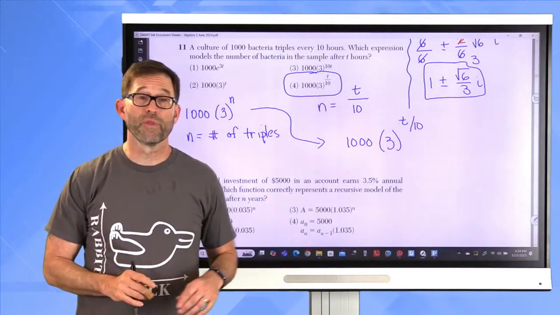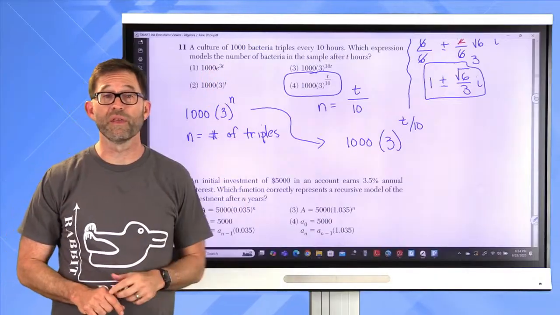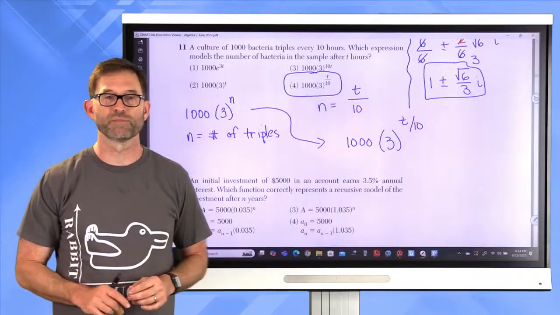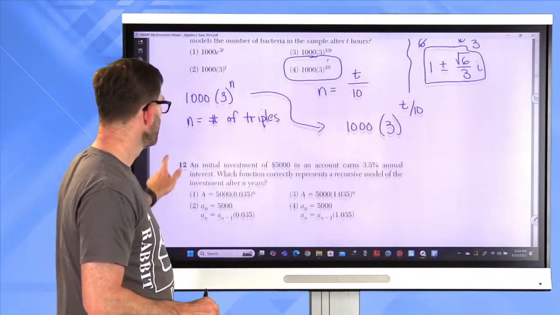And don't worry, for those of you disappointed that it wasn't choice 1 with the e, we're going to see e plenty in this exam, especially in the free response problems. Let's take a look at number 12.